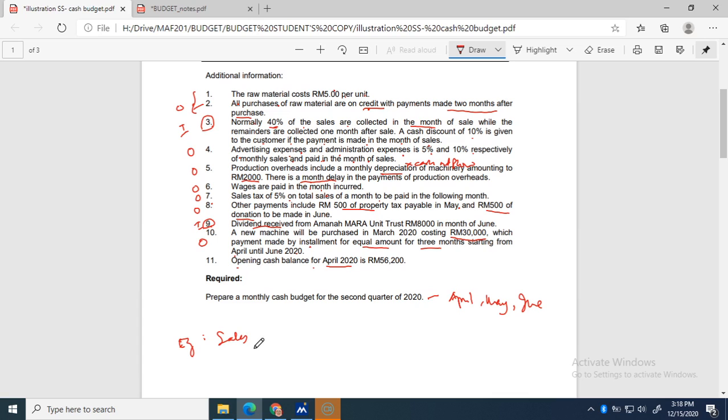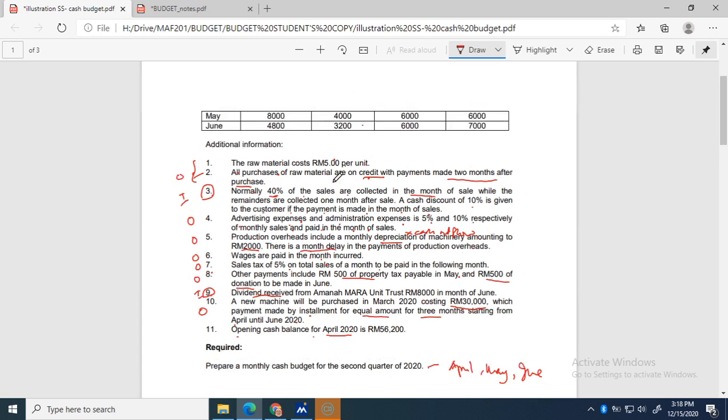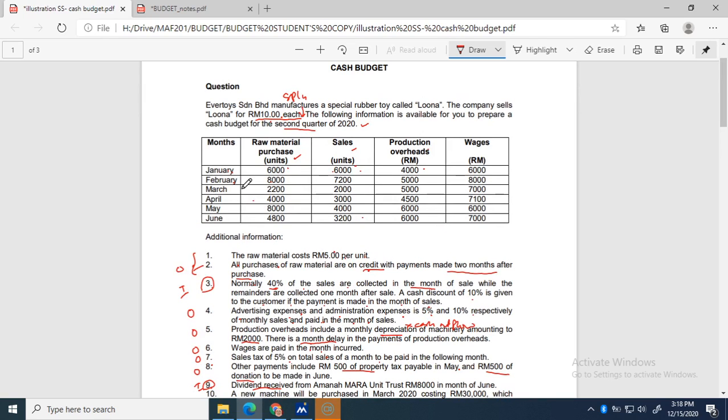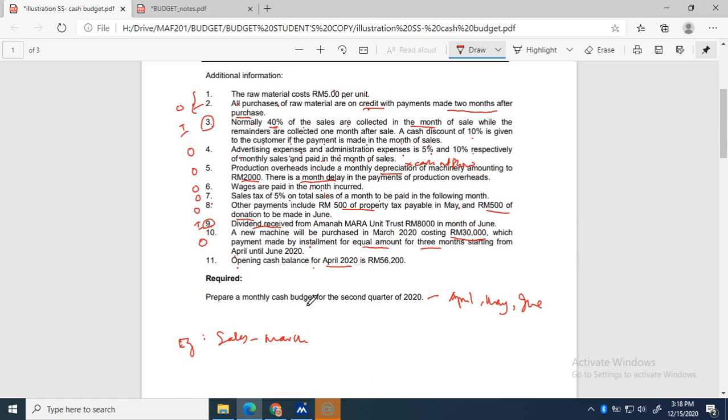Okay, we take an example in March. How much are the sales in March? March is 2,000 units. The selling price is 10 ringgit, so the total sales will be RM20,000. This is the sales in March, 2,000 times 10 ringgit each.